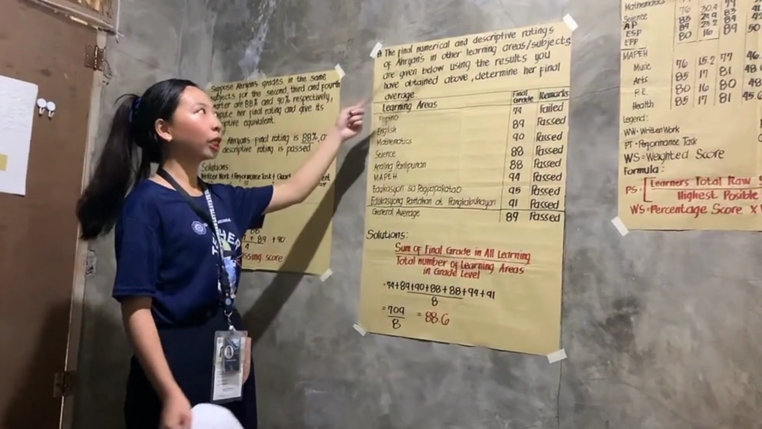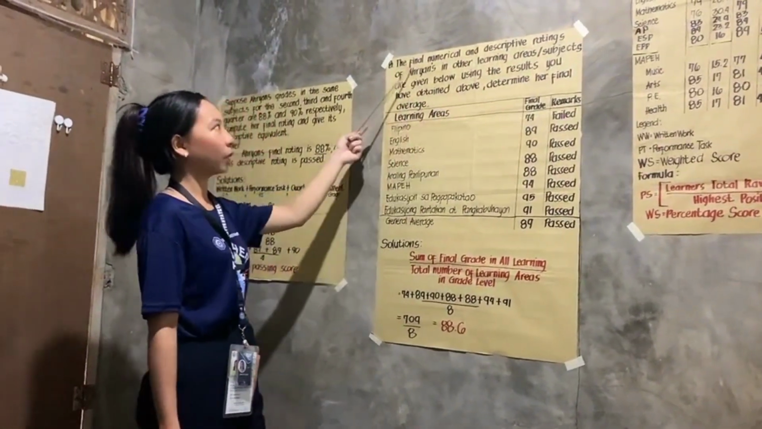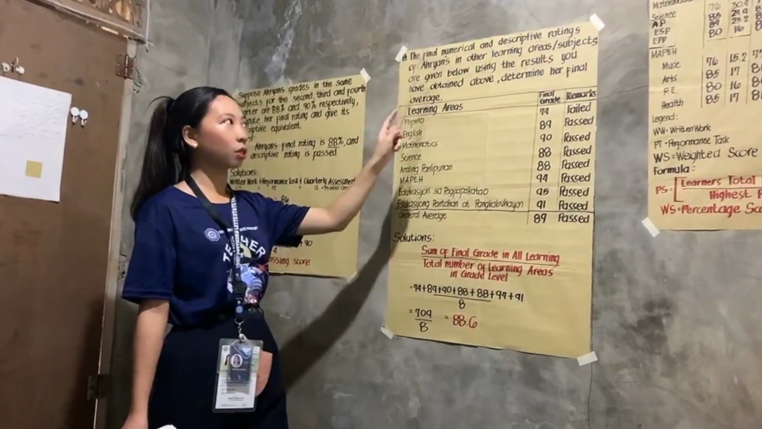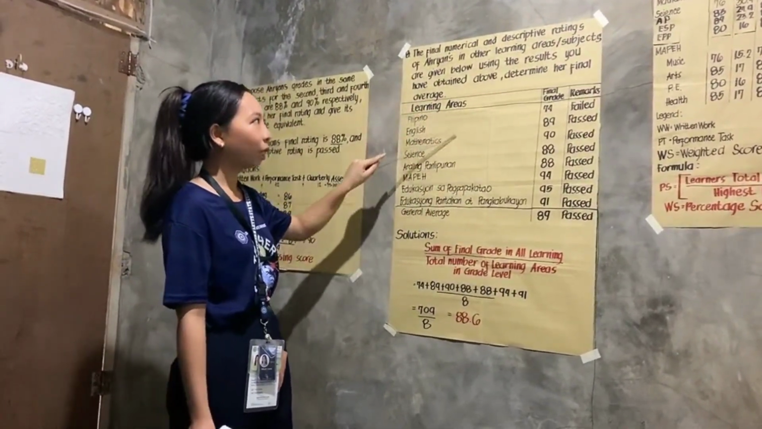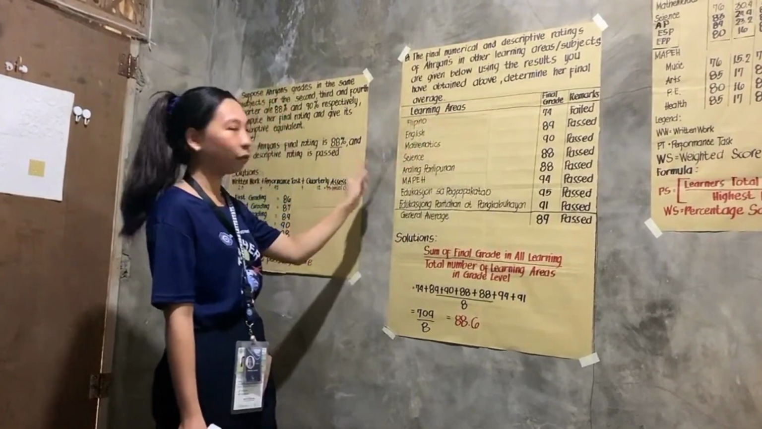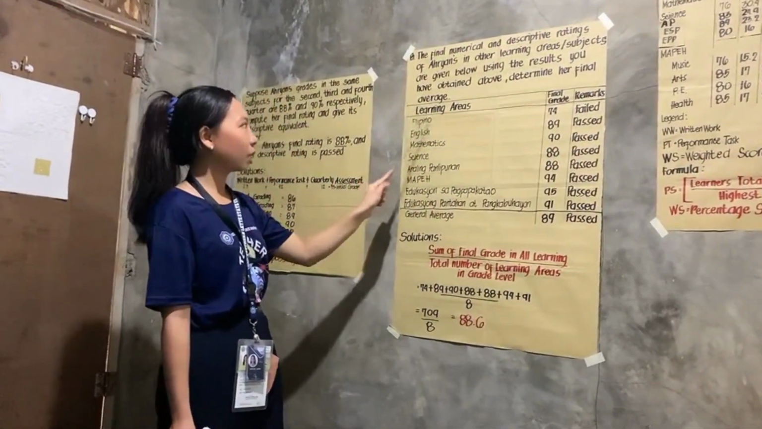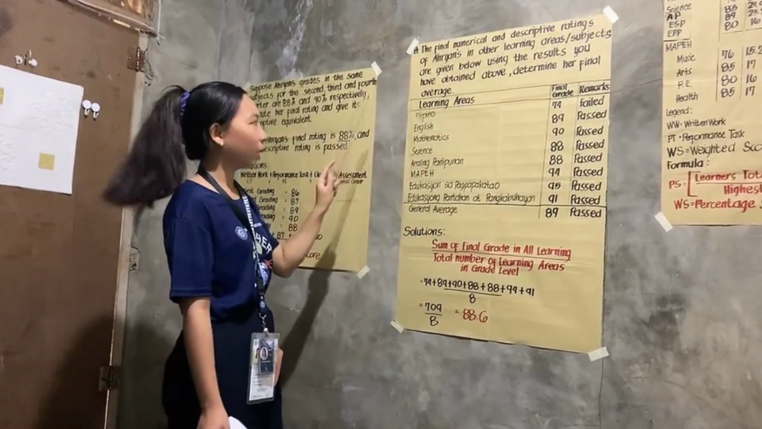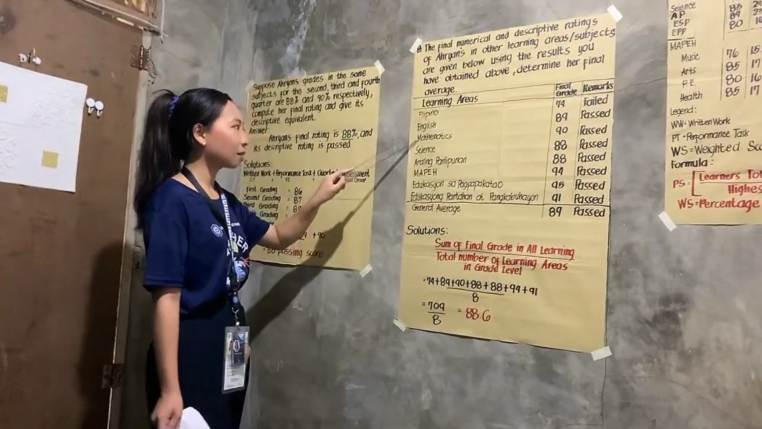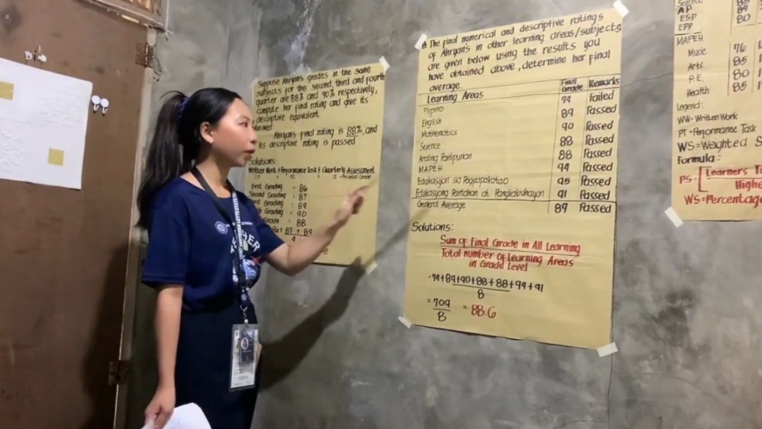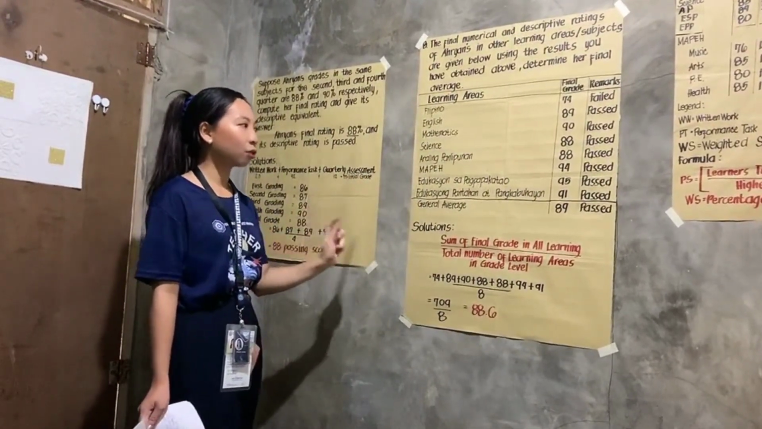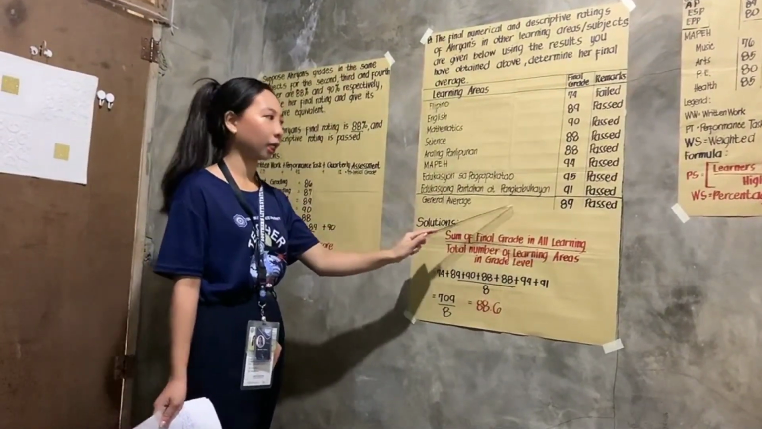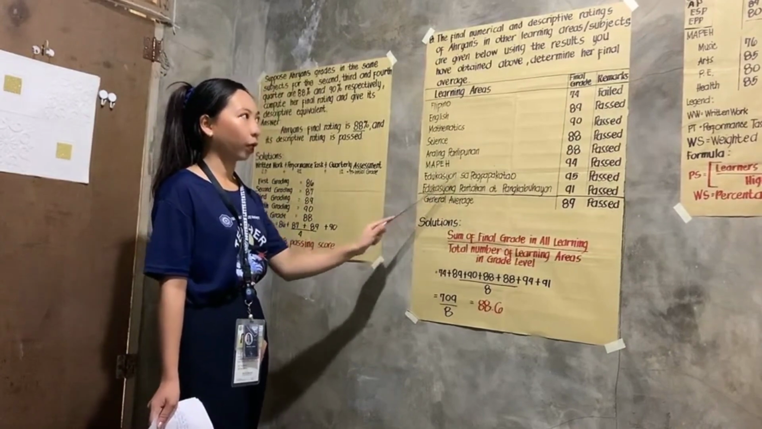The final numerical and descriptive ratings of Aryan in other learning areas or subjects are given below. Using the results you have obtained, determine her final average. So these are the learning areas composed of subjects, which are Filipino, English, Mathematics, Science, Araling Panlipunan, MAPE, Edukasyon sa Pagpapakatao, Edukasyong Pantahanan at Pangkabuhayan, and the general average.